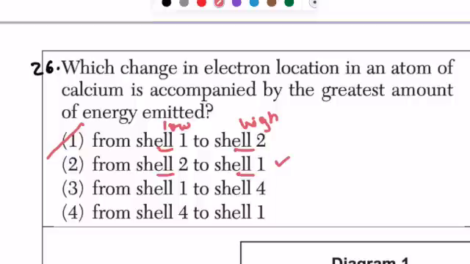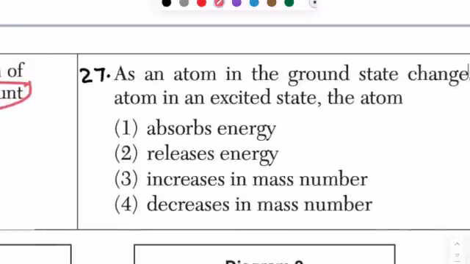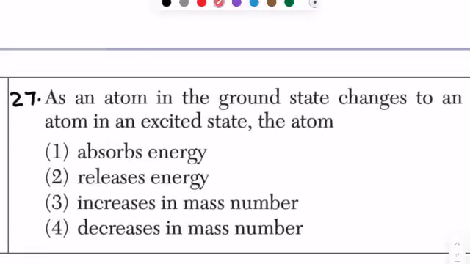Then as we go from 1 to 4, in this case, once again, we are going from low to high. So energy is going to be absorbed instead of emitted. But when we go from 4 to 1, this could be a possible answer. But the question is asking for the greatest amount that is emitted. So remember, if we are coming back from 4, which has significantly more energy compared to 2, when we come back from 4 to 1, that is going to release more energy compared to when we are coming back from 2 to 1.